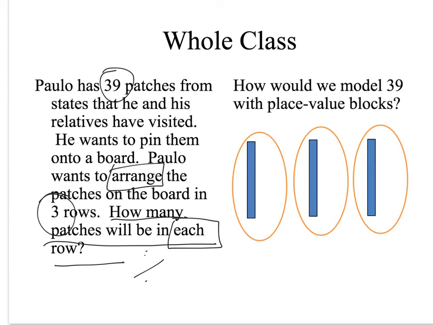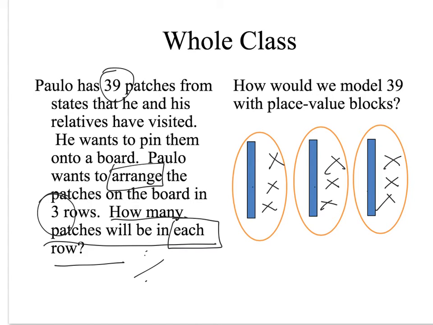So if I was to model 39, I would first use 3 10 blocks, 10 rods, because each one of these are worth 10, so 10, 20, 30. And then I would use 9 1 blocks. Well, in this case, I'm going to use X's. So that's 3, 6, 9.